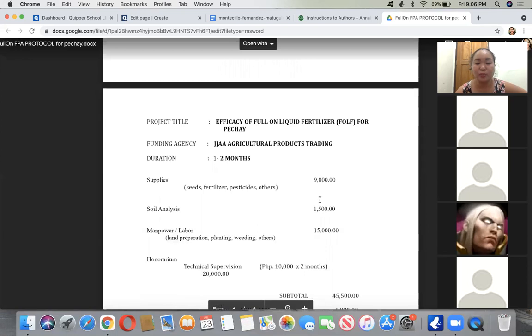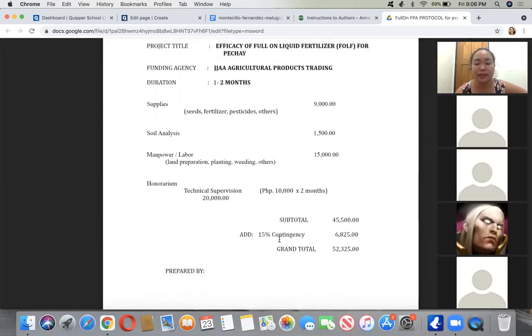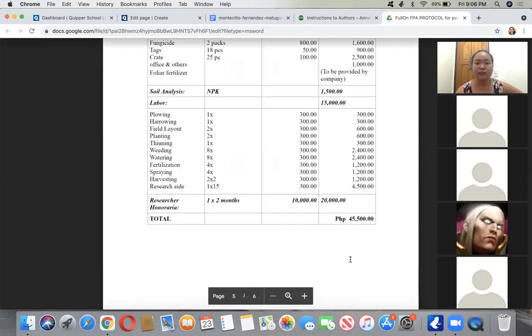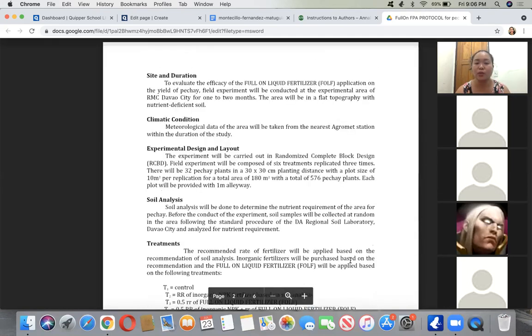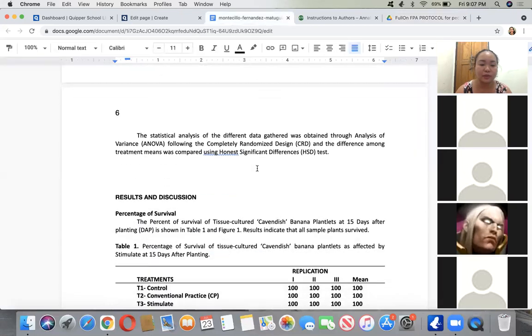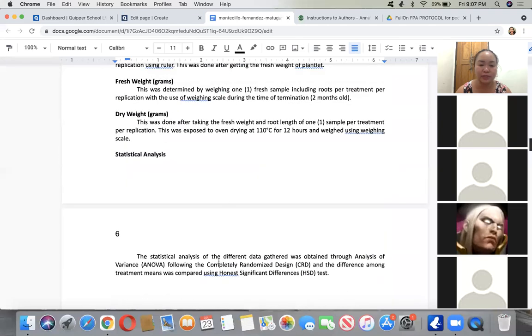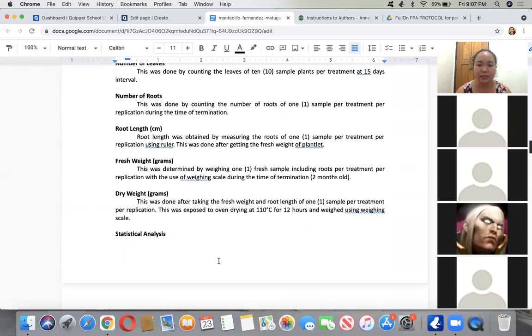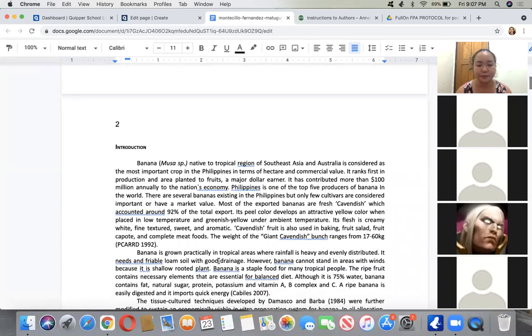But when you compute that, including contingency, kailangan may 15% siya na parang allowance kasi baka may immediate na kailangan. So dyan mo kukunin. So total niya, grand total is 52,000 plus. Okay, so that's the whole proposal. But comparing dito, sa proposal, wala nang results and discussion, no? Only references in the end. But anyway, hindi na natin babalikan.